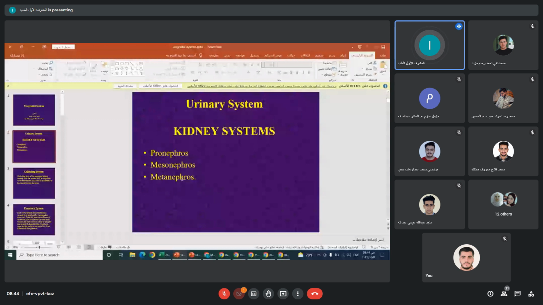But a few tubules of this mesonephros, as I told you, we will see later, this mesonephric duct will form for us the vas deferens, the male genital duct. Then this mesonephros also disappears. The metanephros will form the definitive kidney. It appeared in the 5th week.